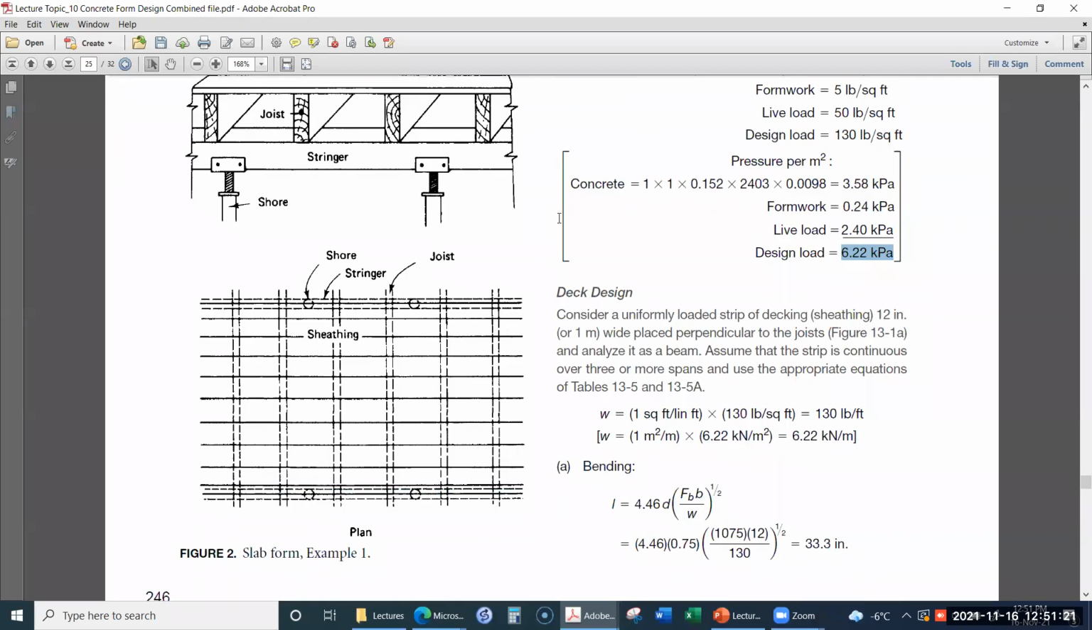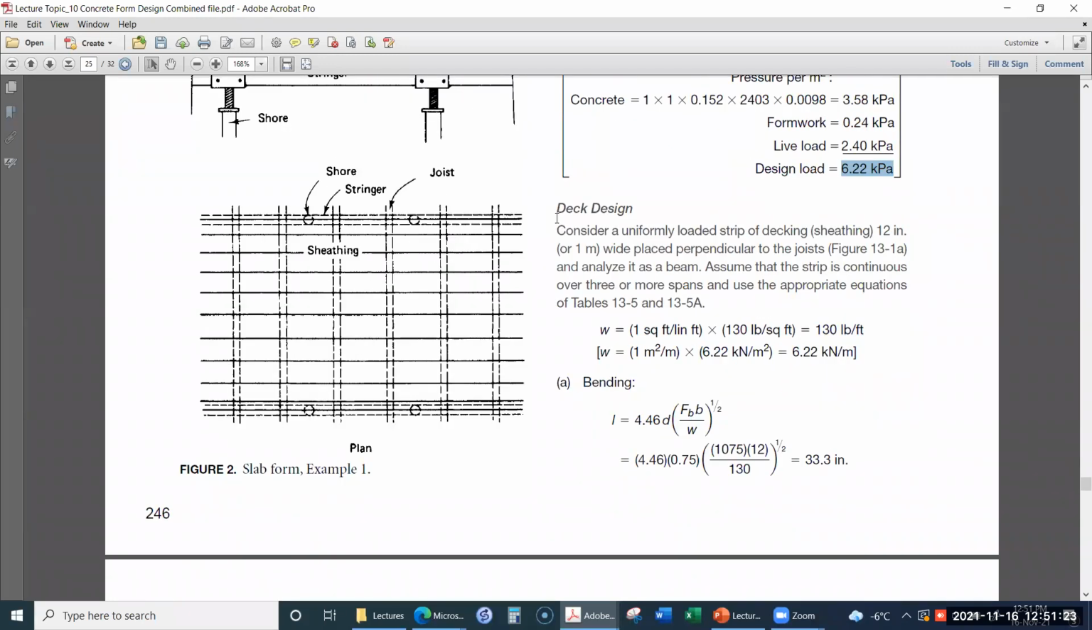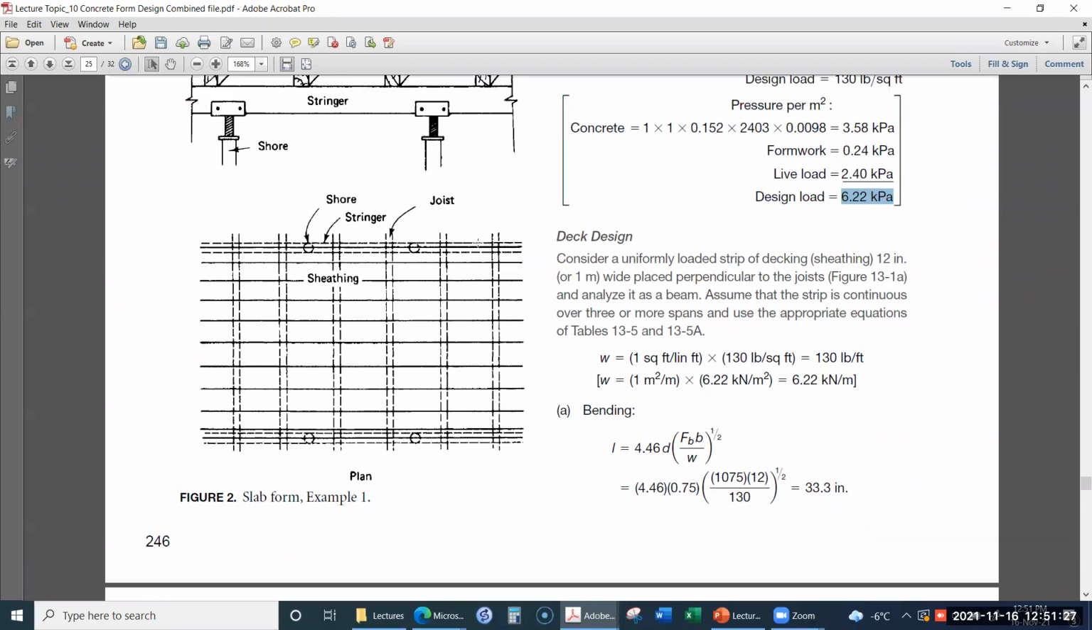As a next step, we will calculate the deck design. The deck consists of the sheathing, joist, stringers, and of course the shore. So we will go one by one. First we will consider the sheathing. For the design, we will go from top to bottom, but when we are doing the construction, we will go from the bottom to top.